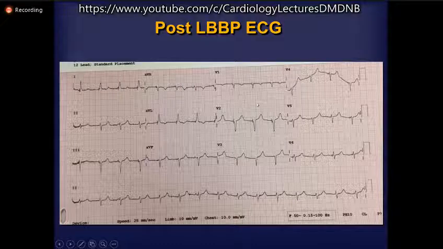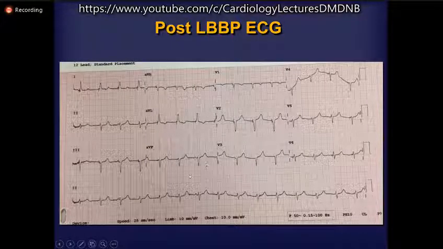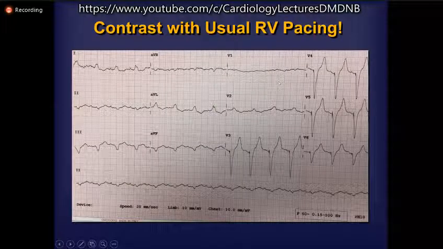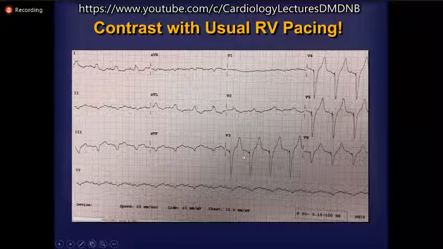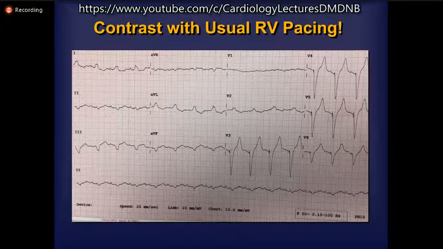And again, you end up with a very nice looking, very narrow QRS, which almost looks like the native QRS. So this is the left bundle pacing QRS, and contrast this with the broad QRS of the usual RV pacing. What a difference there is between the two.